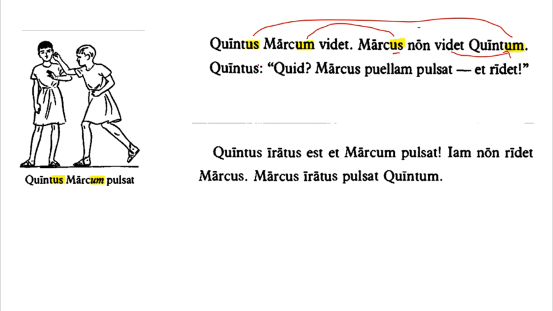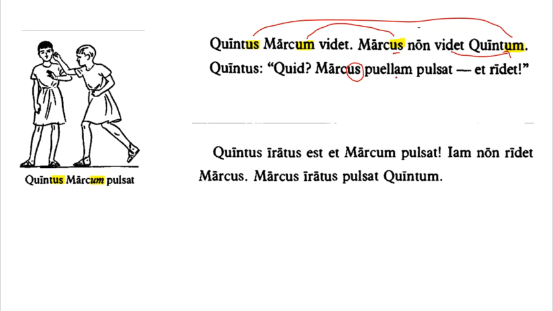All right. Here you have speech directly from Quintus. He says, "Quid Marcus puellam pulsat et ridet." Here, I'm hoping by now you can identify the pattern. You can identify that Marcus is your subject because he is still in the nominative form, the regular basic form of his name. Marcus puellam pulsat.